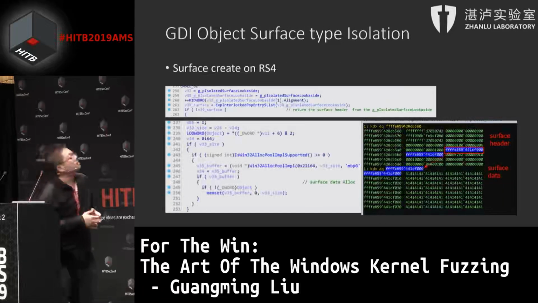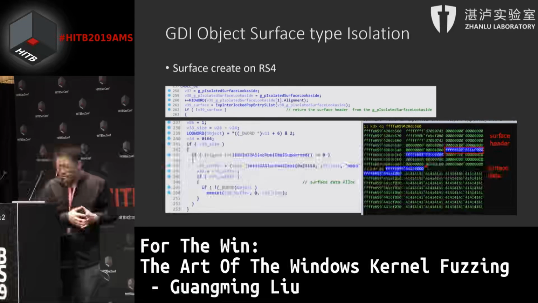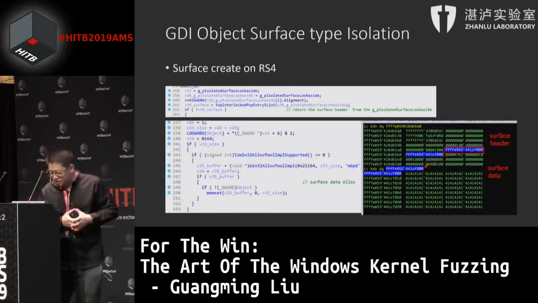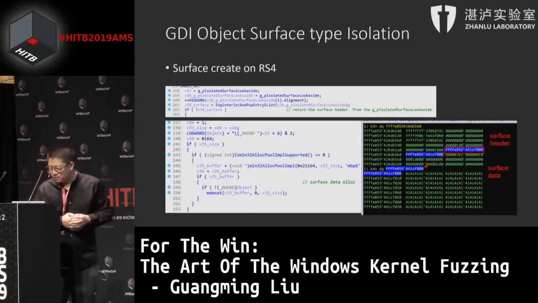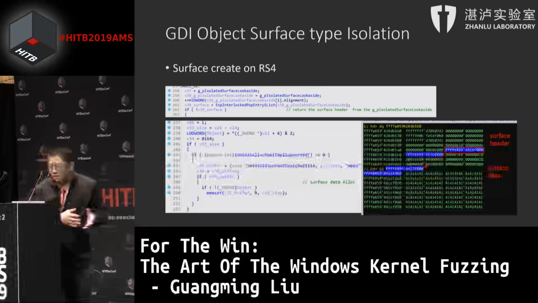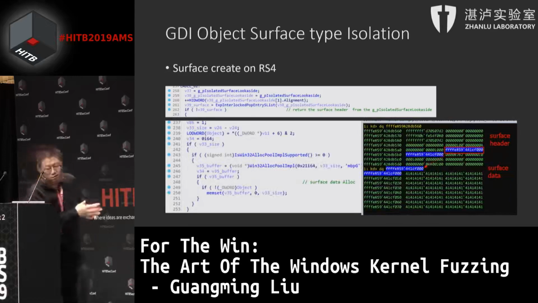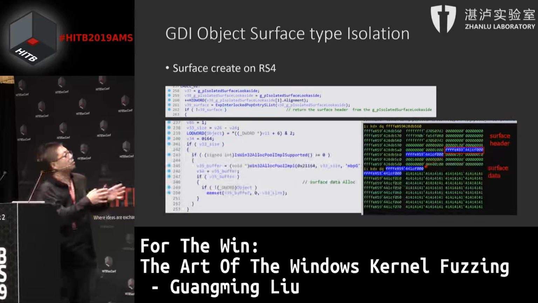Here are the details about the surface type isolation. You can see that in the surface header, the data and the header are no longer together. There is a pointer in the surface header, and you can find the data pointer, but they are never together.